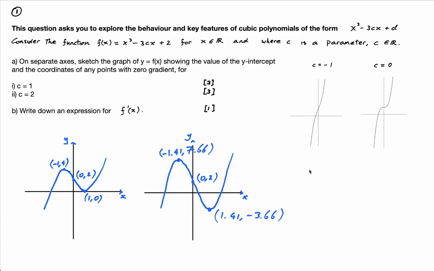Okay, part B. Write down an expression for f dash of x. So if f of x is x cubed minus 3cx plus 2, then f dash of x, this is just simple differentiation, is 3x squared minus 3c plus 0, which is that. It's only worth 1 mark. So there we go.